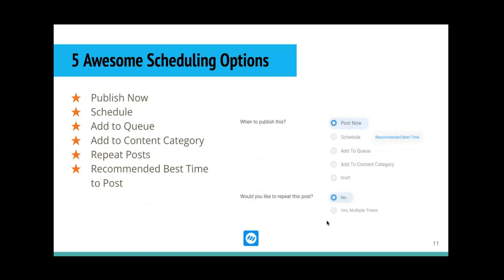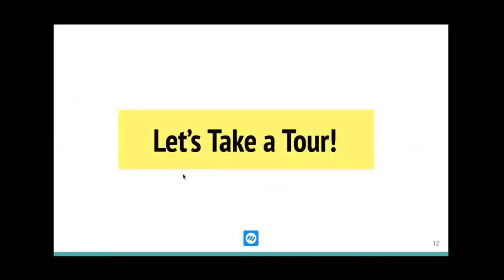So these are the 5 awesome scheduling options that we've got. Apart from the publish now, which is just a click of a button, we've got the schedule, we've got add to queue, add to content category, repeat posts, and recommended best time to post. Right, so Heather will give us a little bit of a tour.